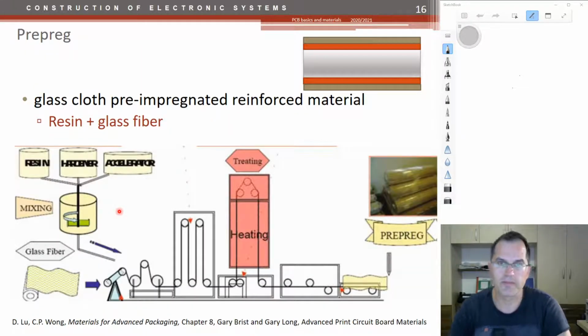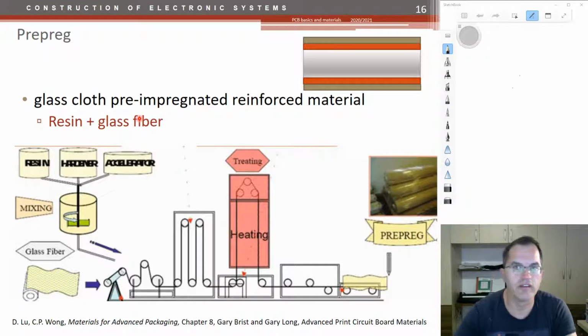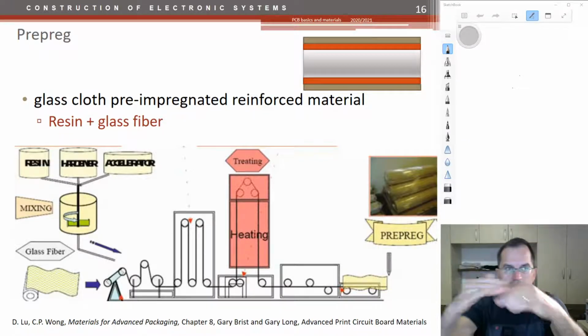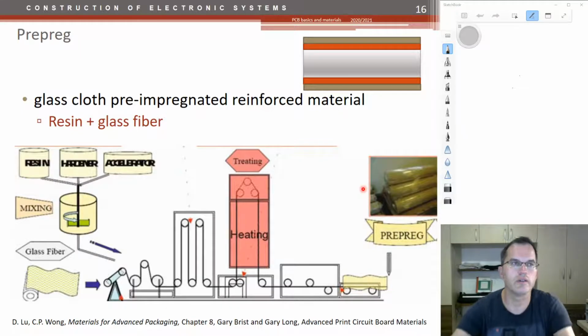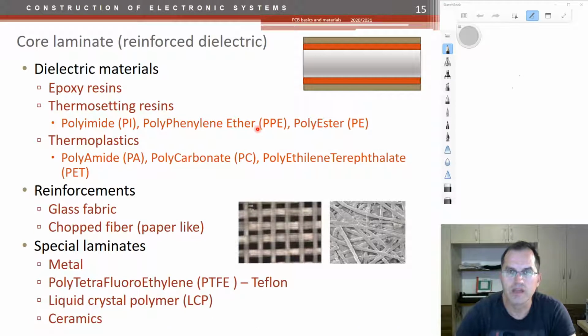So the prepreg is a pre-impregnated reinforced material. That's where the name comes from. It is a combination of some sort of resin and glass fiber. These two materials together form a very thin sheet that is then rolled into rolls and can be used to make PCBs at the end. As I said, the prepreg is made from epoxy resin and fabric of some kind, most usually glass fabric. What are the other materials you can use?